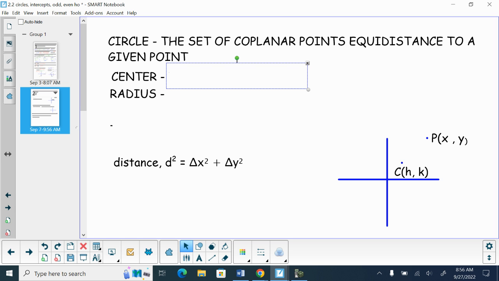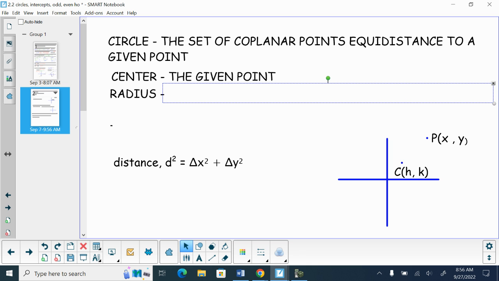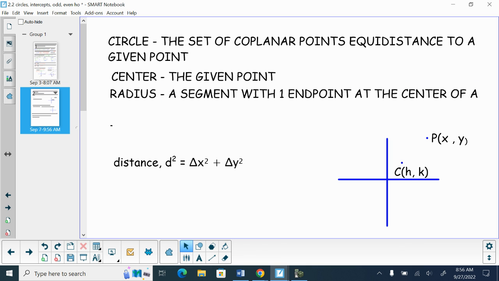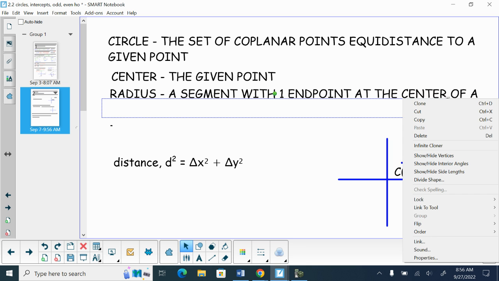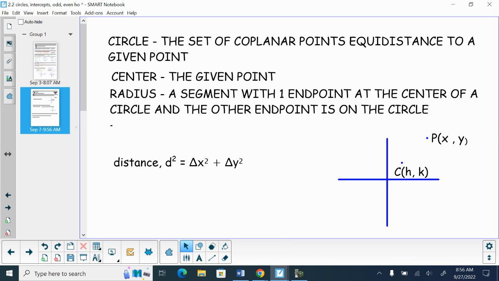We have the center, which is the given point, and we have the radius, which is a length, which is a segment. By definition, what a radius is, we always learned it's just a distance from the center to the circle. Really, the radius is a segment with one endpoint at the center of the circle. The other endpoint is on the circle. So you have a line segment with one point at the center of the circle and the other endpoint on the circle.